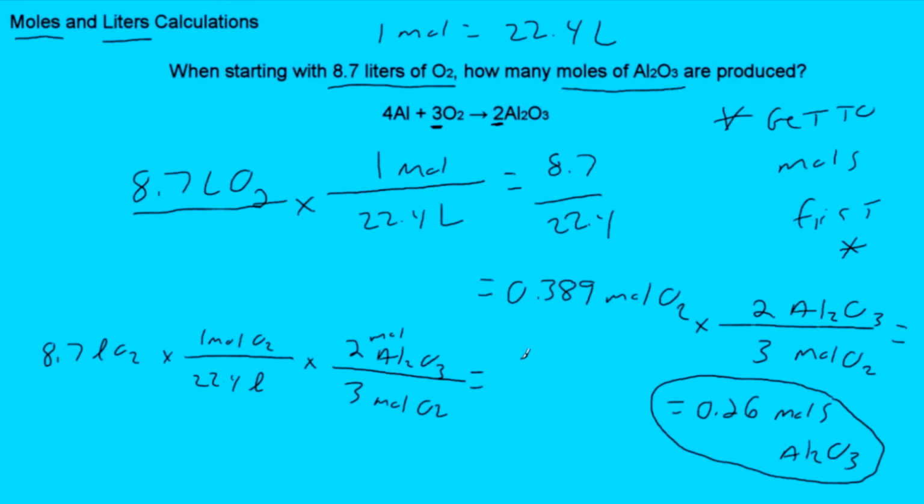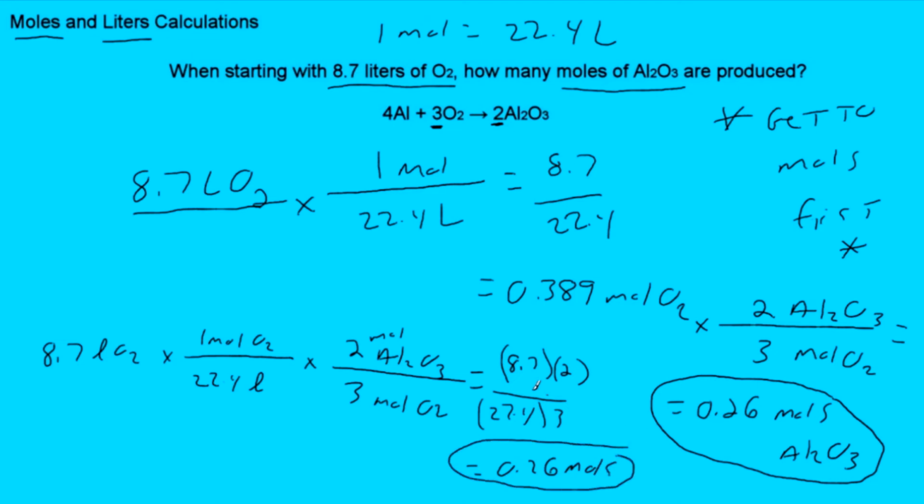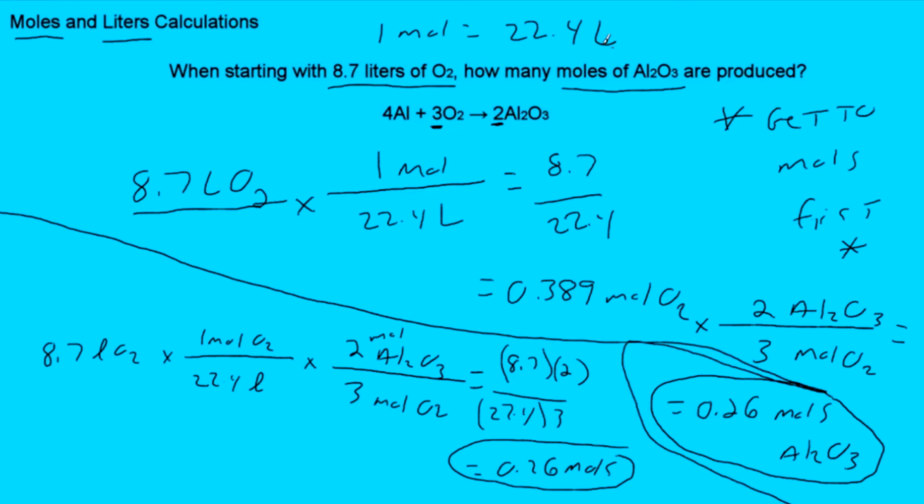So same thing, 8.7 times 2 divided by 22.4 times 3, and we get the same answer. Okay, so 2 different ways to do it. You can do it step by step, getting to moles, doing a mole ratio, or you can do your dimensional analysis all in one shot and just do your math when you come to the end.